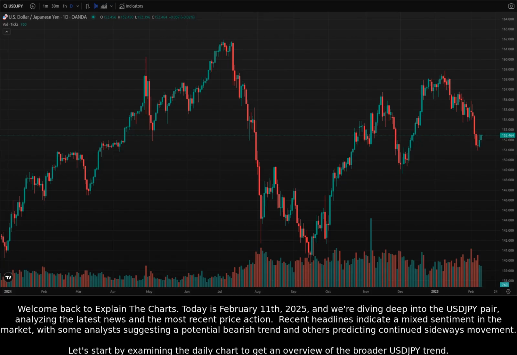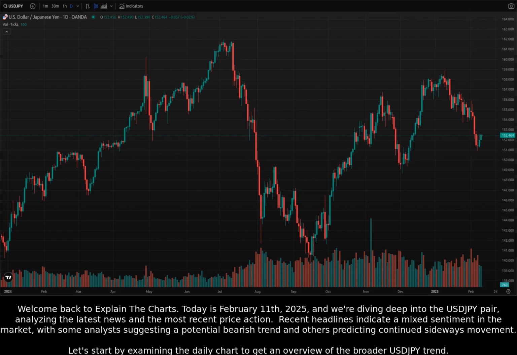Today is February 11th, 2025, and we're diving deep into the USDJPY pair, analyzing the latest news and the most recent price action. Recent headlines indicate a mixed sentiment in the market, with some analysts suggesting a potential bearish trend and others predicting continued sideways movement.